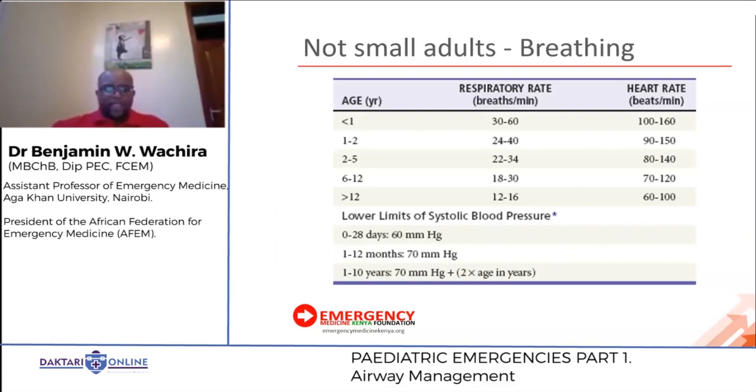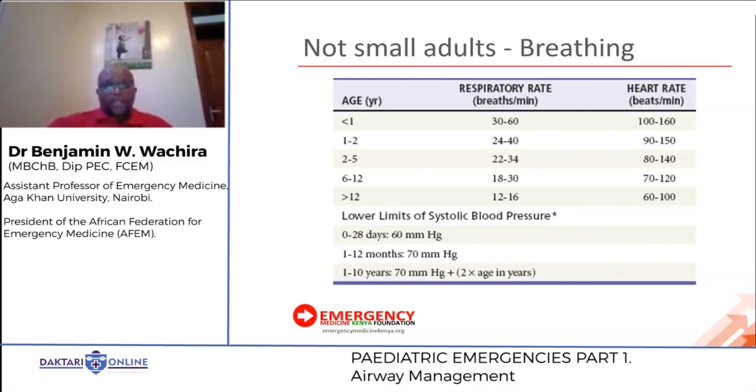First year of life, systolic less than 70 is something to worry about. That means hypotension. From the first year through the first 10 years, it's 70 millimeters plus twice the age to get the lower limit of the systolic blood pressure. Again, these are good figures, and you don't really need to cram which numbers are which.